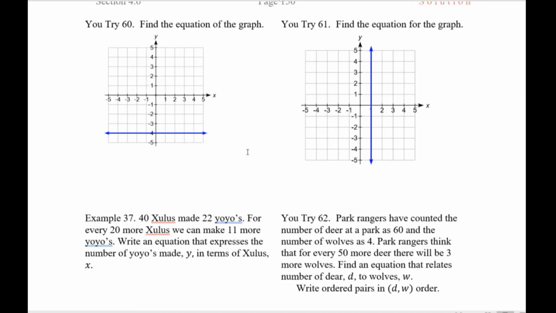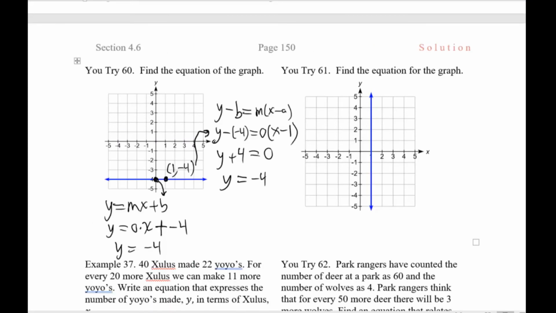You try 60. Find the equation of this graph. Pause here. Check back with my answer. So we could use the point slope form using perhaps this point, 1, -4, and we would get y minus -4 equals 0 times the difference of x minus 1. Well, 0 times anything is still just the number 0, and here minus a negative becomes +4. Subtract 4 from both sides, y equals -4.